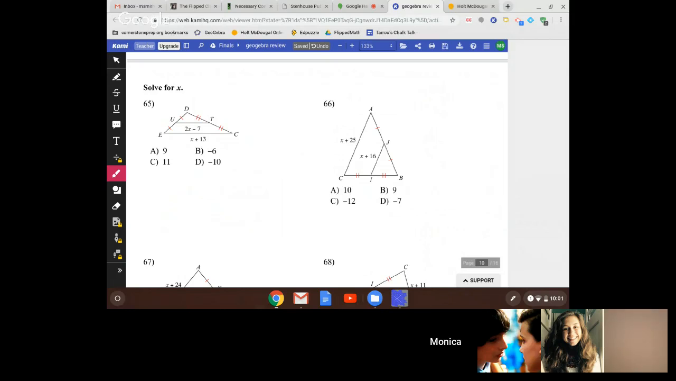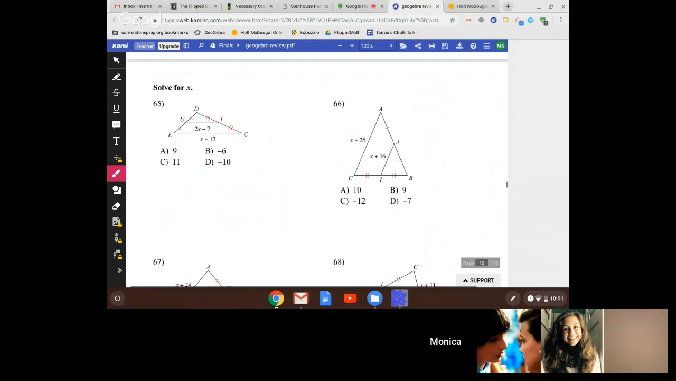So if you remember in chapter 5, the relationship between the mid-segment and the third side, or the side that it doesn't touch, is that it's 1/2 of that length. So 2 of these would equal the whole of this, okay? So if we say 2x minus 7, we would multiply that by 2, and that would give us the whole length, which is x plus 13.